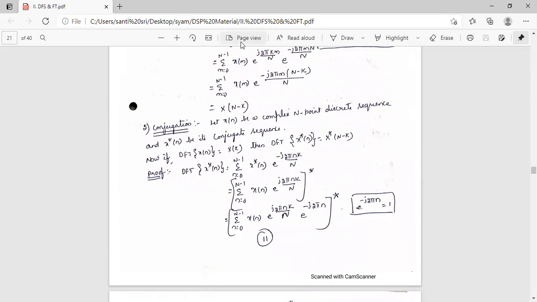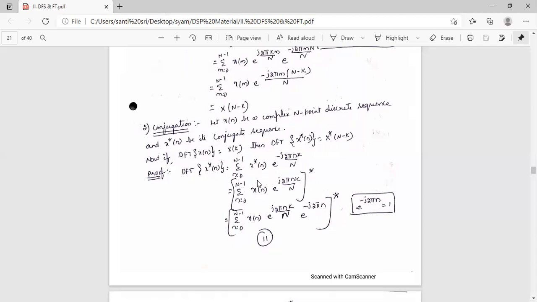So let us prove this. That is, if DFT of x of n is equal to X of k, then DFT of x star of n is equal to capital X star of N minus k. Okay, so let us prove this. DFT of x star of n is equal to sigma n equal to 0 to N minus 1 x star of n into e power minus j 2 pi nk by N, right?